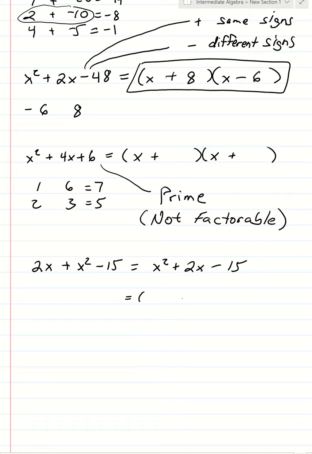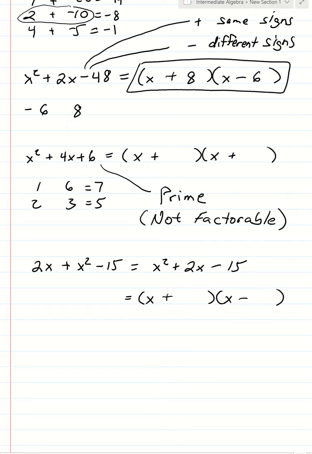So let's set up the parentheses. Let's plug in our x values. We know we have to put an x and an x. What do we know about the signs? Once again, we look at the last term. The fact that it's a minus 15, we know that's going to be different signs, one positive and one negative.